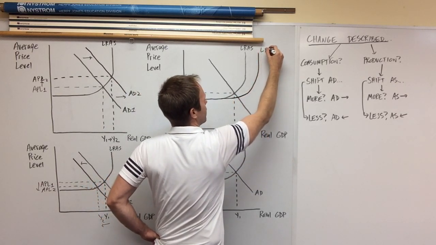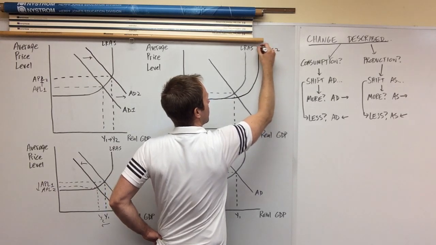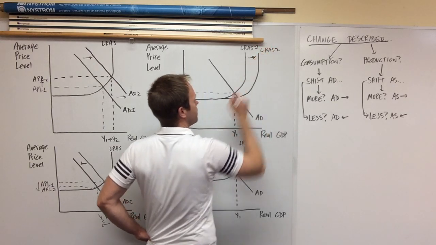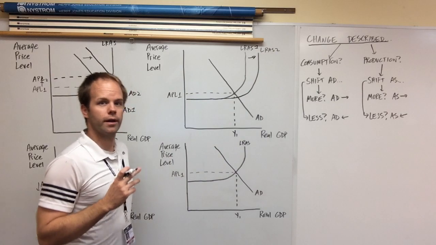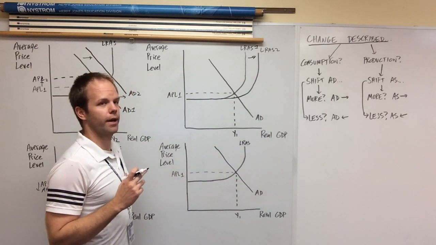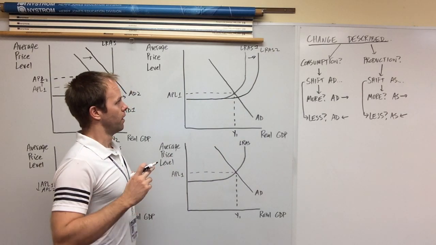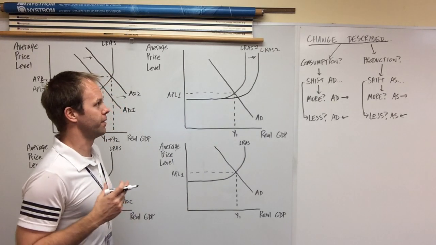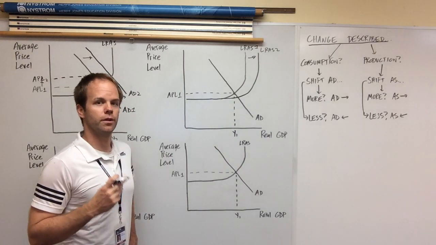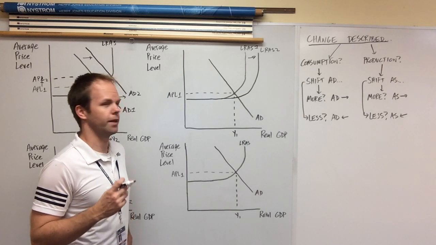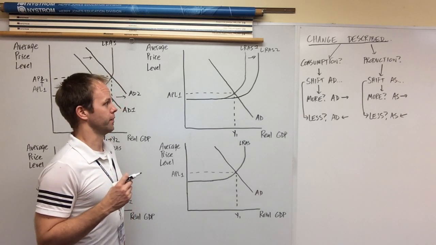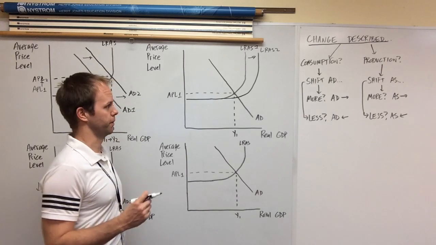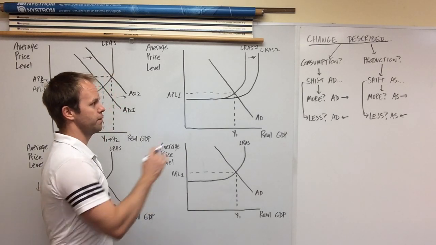So that would be LRAS2. Okay? It's important to make the distinction between short-run aggregate supply and long-run aggregate supply, right? If we're using this Keynesian model, we've already made the decision that whatever the change is deals with the long-run determinants of aggregate supply and not the short-run aggregate supply determinants. Okay? So again, same deal here.